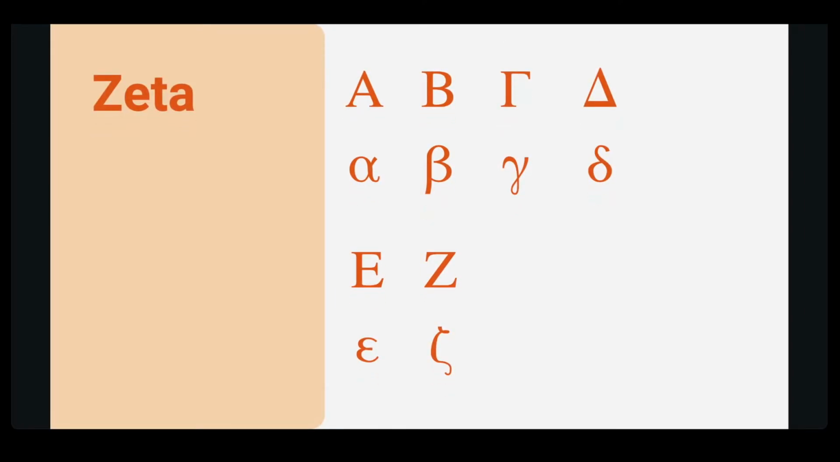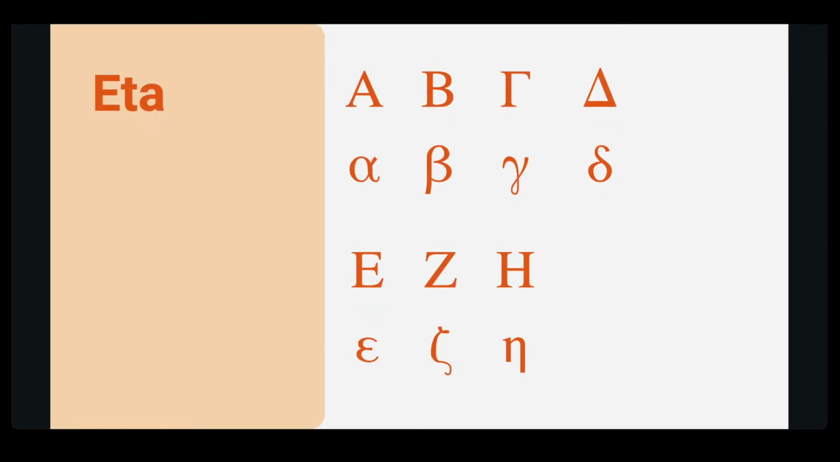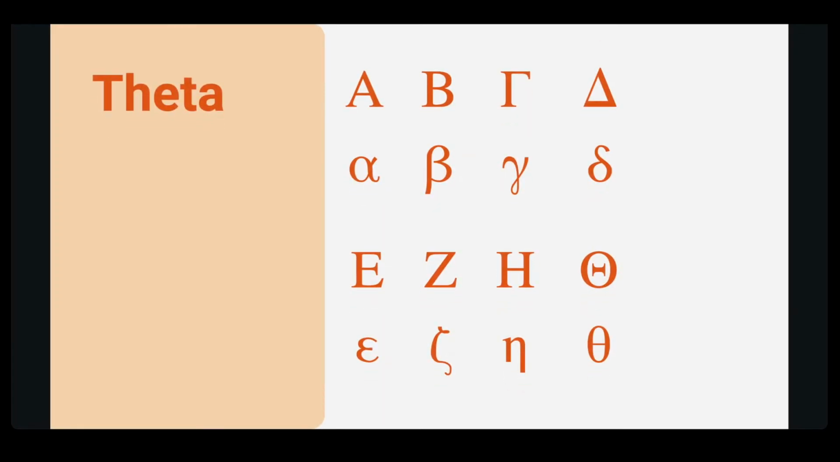Then we have zeta, which makes a Z sound like in zebra, or sometimes a DZ combination, which we typically don't encounter in English at the beginning of a word. But for now, if you pronounce it as a regular Z sound, that'll be fine. Then we have eta, which is really a long E sound, like in the word obey. And that's followed by theta, which is the soft TH sound, like in the word thing.